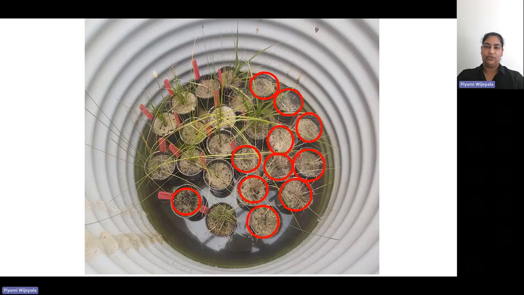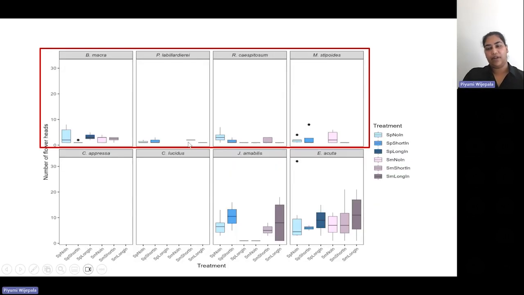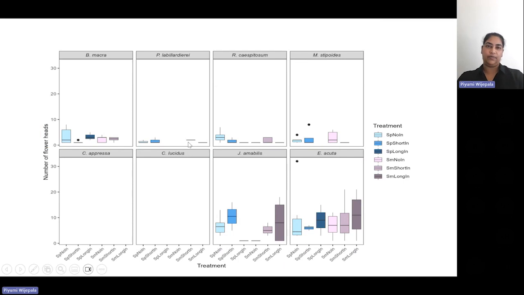So this image here shows the treatment tank which was exposed to the summer-long inundation. Again, the red circled one shows the dead grass species. So here you can see, even though the grass species are dying due to the summer-long inundation, some of the riparians, such as Eleocharis, are happily flowering. So let's look at what the flowering data shows in this experiment.